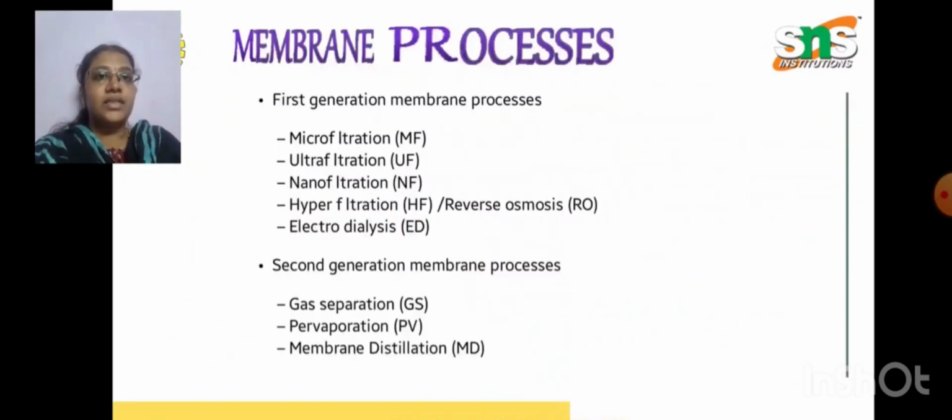So this membrane process is divided into the first generation membrane process and the second generation membrane process. The methods that come under the first generation membrane are microfiltration, ultrafiltration, nanofiltration, hyperfiltration, otherwise called reverse osmosis, and electrodialysis. The second generation is the gas separation, pervaporation, and membrane distillation.